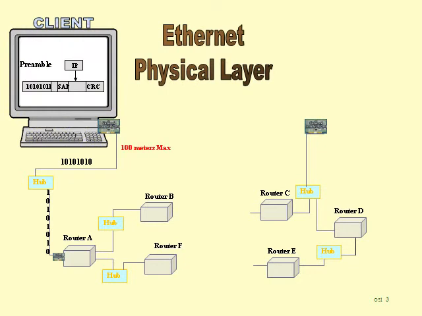Now, remember, when you move the data from the client to the server, you actually have to move ones and zeros. Well, this discussion is the physical layer of Ethernet. How do you physically move ones and zeros from the network interface card in the client to the network interface card in the server? Notice we show you the ones and zeros. Notice that the limit and distance between the client and the hub is 100 meters.